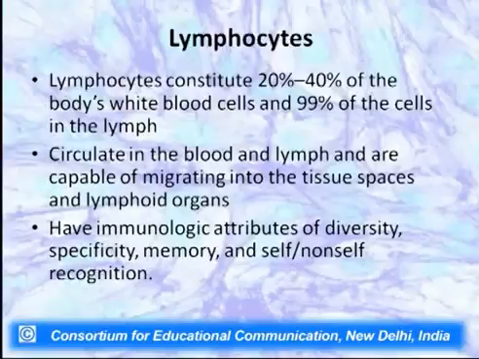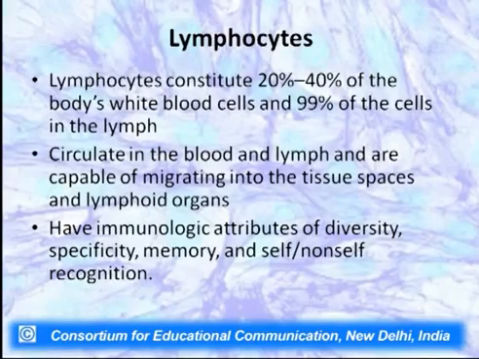Now we should also recall that in the production of blood cells, there is one very important cell, that is lymphocytes. Now lymphocytes is a type of leukocyte which is an agranular leukocyte. Lymphocytes constitute about 20 to 40% of the body's white blood cells, and almost 99% of the cells that are present in lymph are lymphocytes.